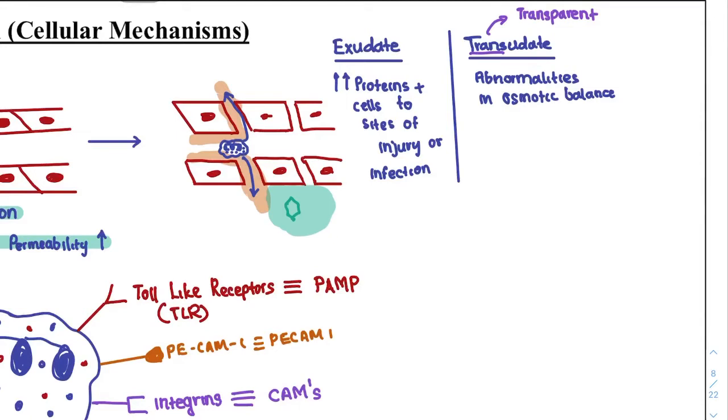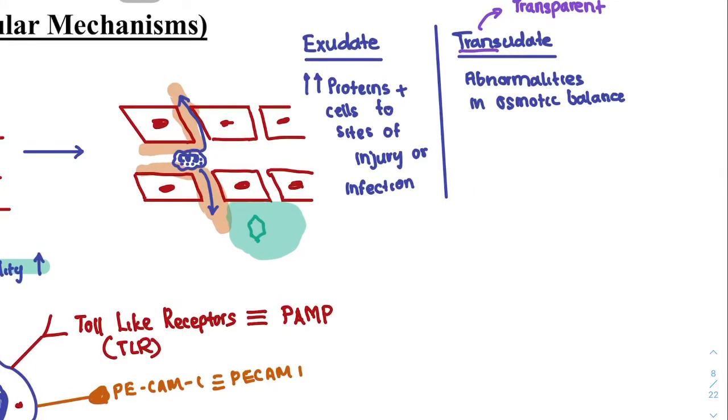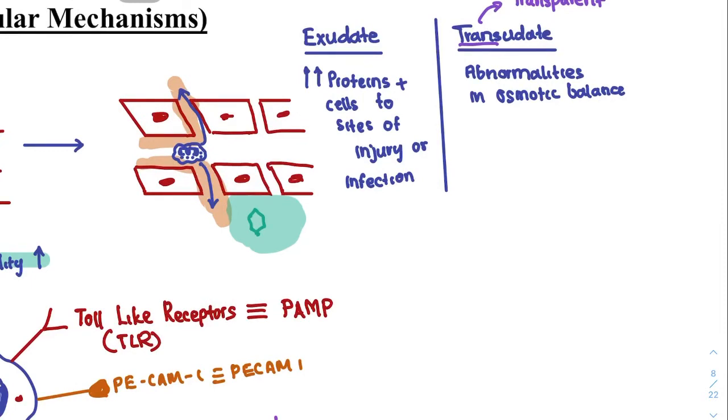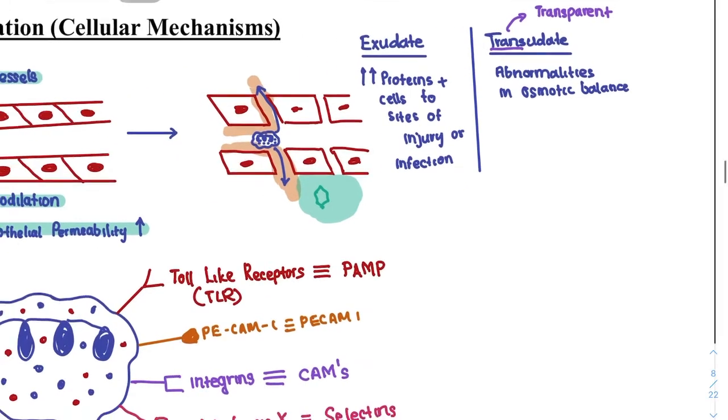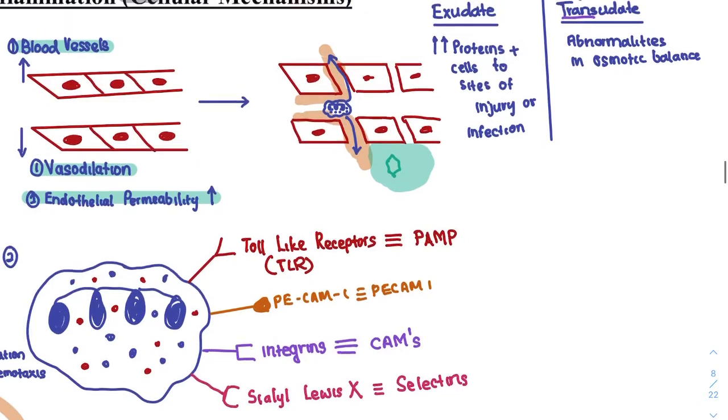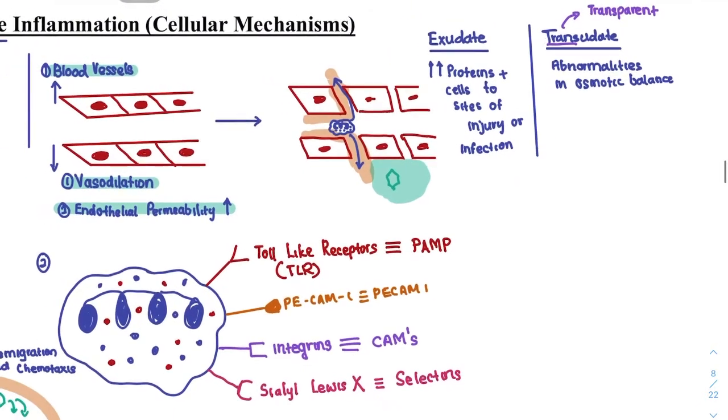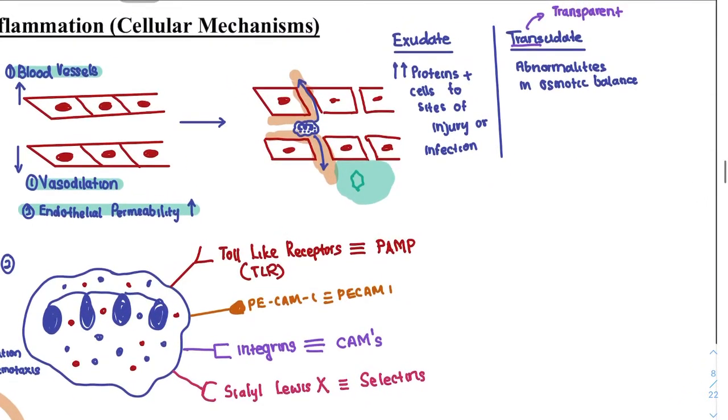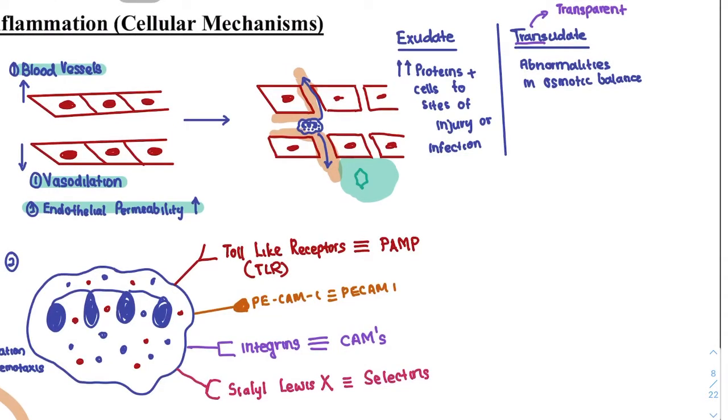An easy way to remember this is, just remember that trans is a prefix for transparent. So just remember, transudate is clear fluid. That is mainly due to abnormalities in osmotic balance. It's usually water leaving the tissues. This could be because sodium goes out first, and as I said, water always follows. Sorry, the audio cut off.